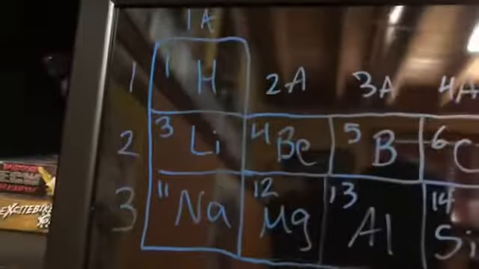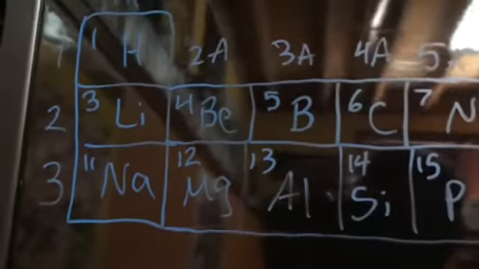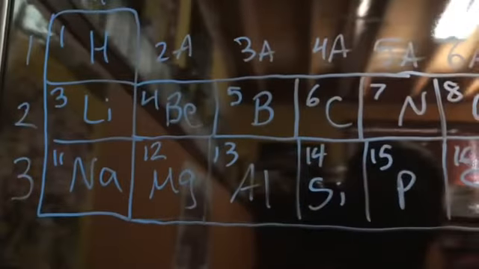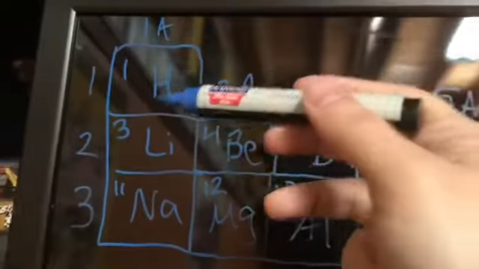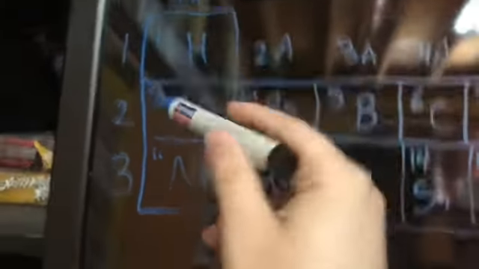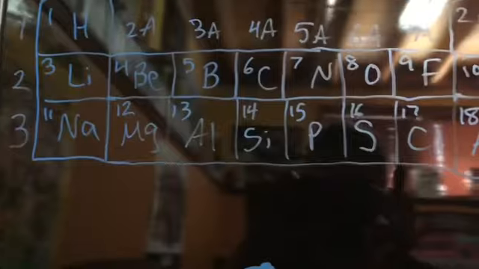Now the periods, the number of the periods here on this side, they actually tell us how many shells each Bohr diagram will have. So hydrogen has 1 shell. The elements that are here in the second row have 2 shells. The elements here in the third row have 3 shells. Let's take a look at another example.